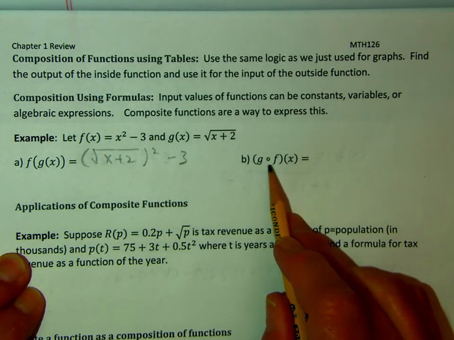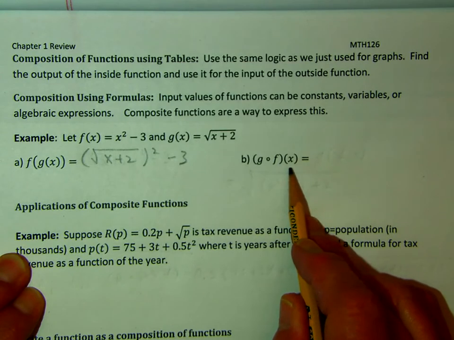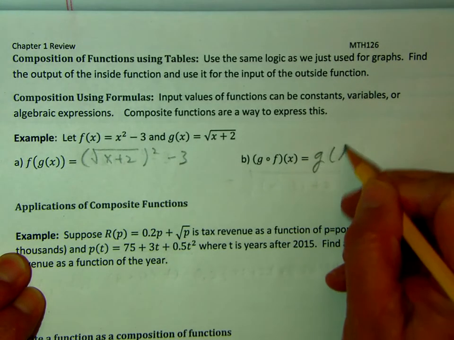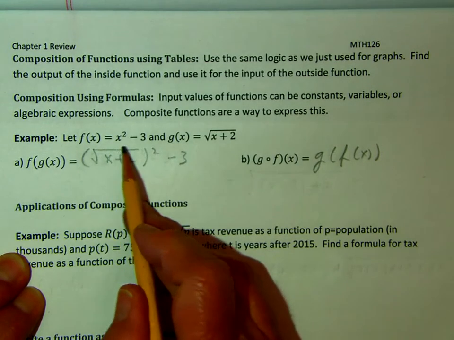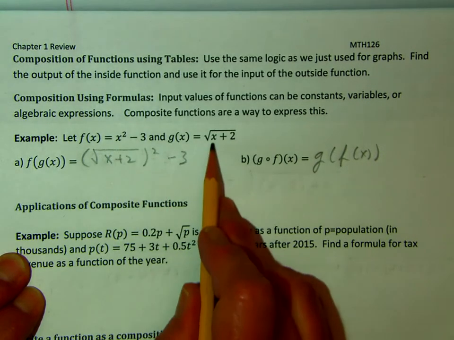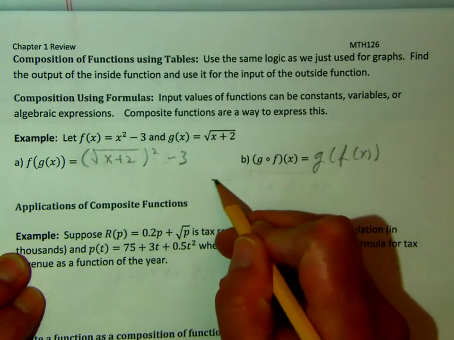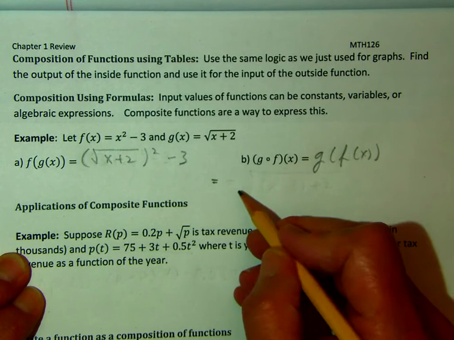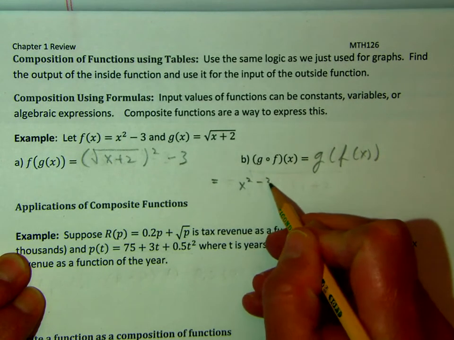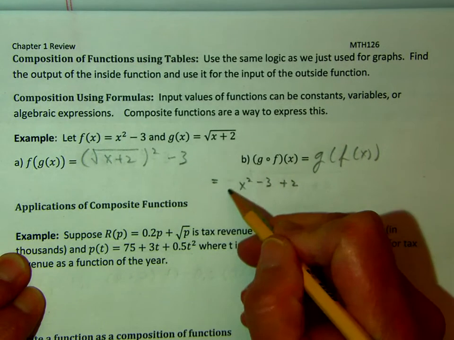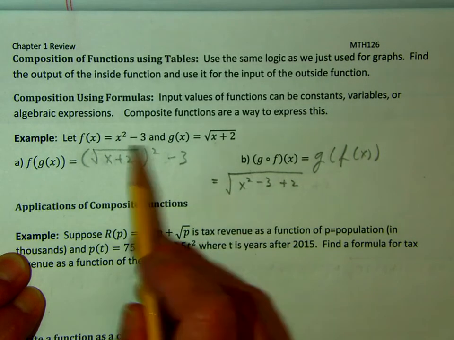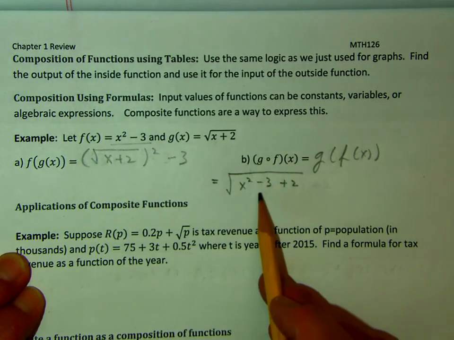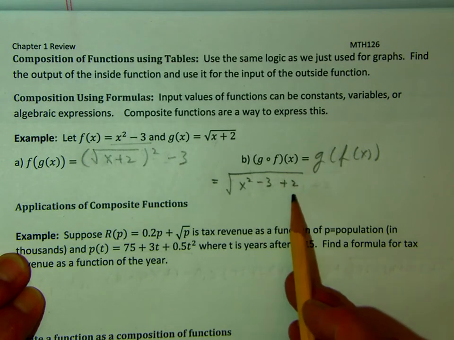Similarly, g compose f of x. Remember that's g of f of x. We would take all of f of x and use it for the x in g of x. So that would be the square root of, wherever the x is, we put in all of f of x, x squared minus 3, plus 2.